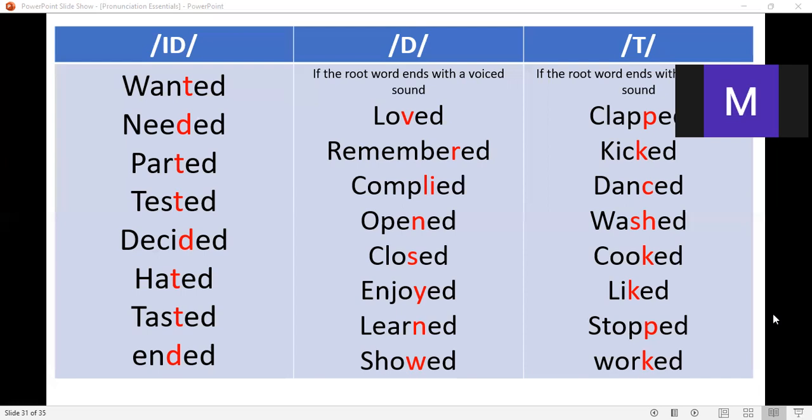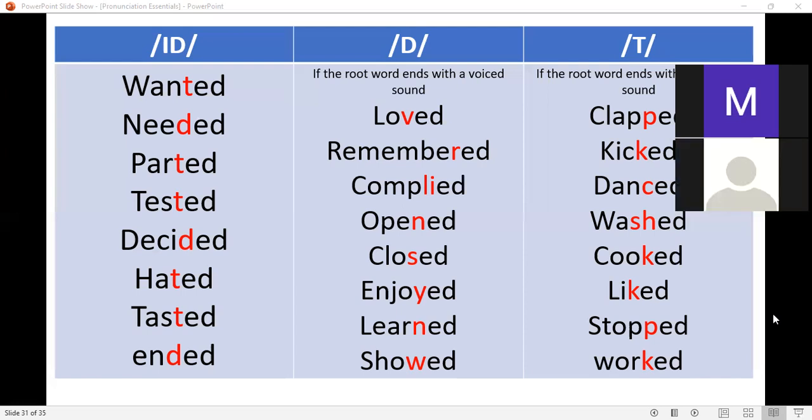Wanted, needed, parted, tested, decided, hated, tasted, ended. Loved, remembered, complied, opened, closed, enjoyed, learned, showed. Clapped, kicked, danced, washed, cooked, liked, stopped, worked. Brilliant. Thank you. Ms. Marwa Salah, let's go.